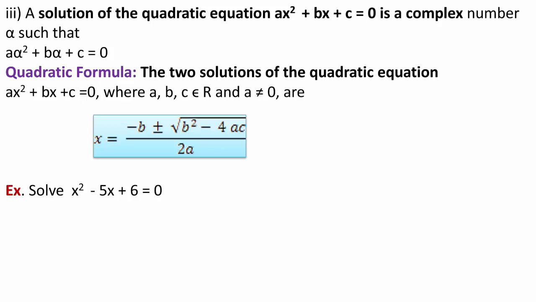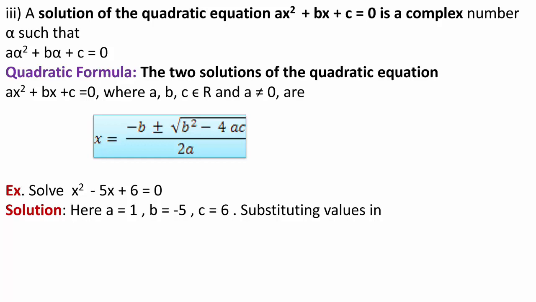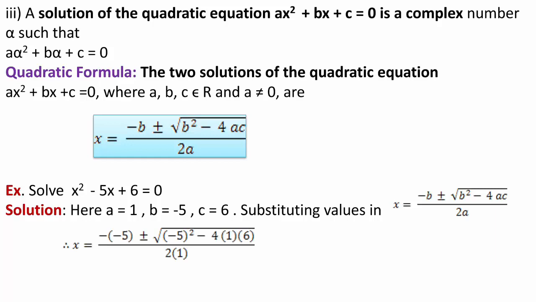By using this formula, we shall solve the equation x square minus 5x plus 6 equal to 0. Here, a equal to 1, b equal to minus 5, c equal to 6. If we compare the given equation with the standard form ax square plus bx plus c equal to 0, and substitute these values in the formula x equal to minus b plus minus root of b square minus 4ac divided by 2a, we get x equal to minus of minus 5 plus minus root of minus 5 square minus 4 into 1 into 6 divided by 2 into 1, which are nothing but 2 and 3.